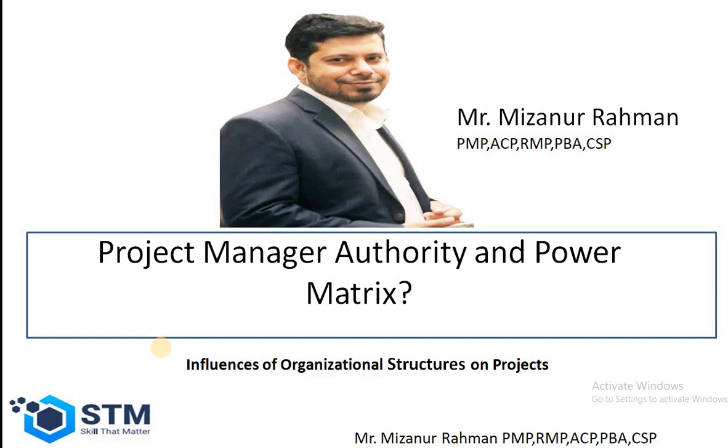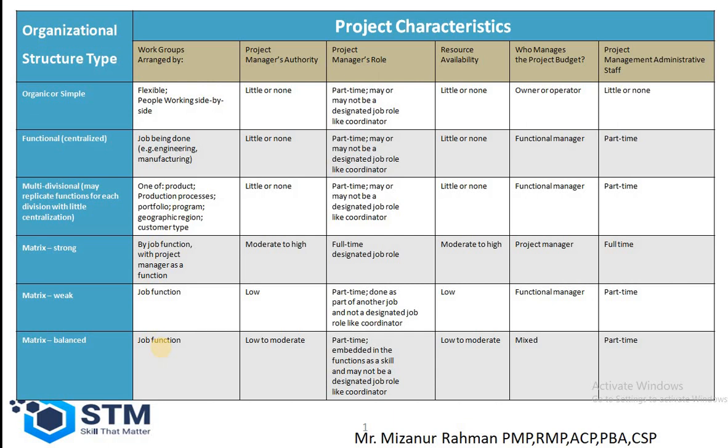In this matrix, the first column shows the organizational structure and the second column shows the project characteristics. Organizational structure types define the project characteristics types. Project characteristics: project work group arrangement, project manager authority, project manager role, resource availability, who manages the project budget, and project management administrative staff. The organization types: organic, functional, multi-divisional, matrix strong, matrix weak, matrix balanced.